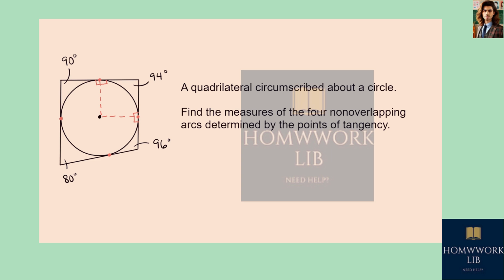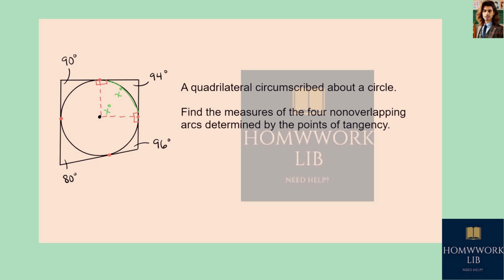we can go ahead and take a look at what we're actually trying to find. We're trying to find the measures of the arcs, so the arcs between these points of tangency. One of them is right here, between these 2 points of tangency. There is actually a really good theorem that will help us here. It's the fact that the central angle and this arc measure are going to be the same. So in other words, this and this are going to have the same measurement.